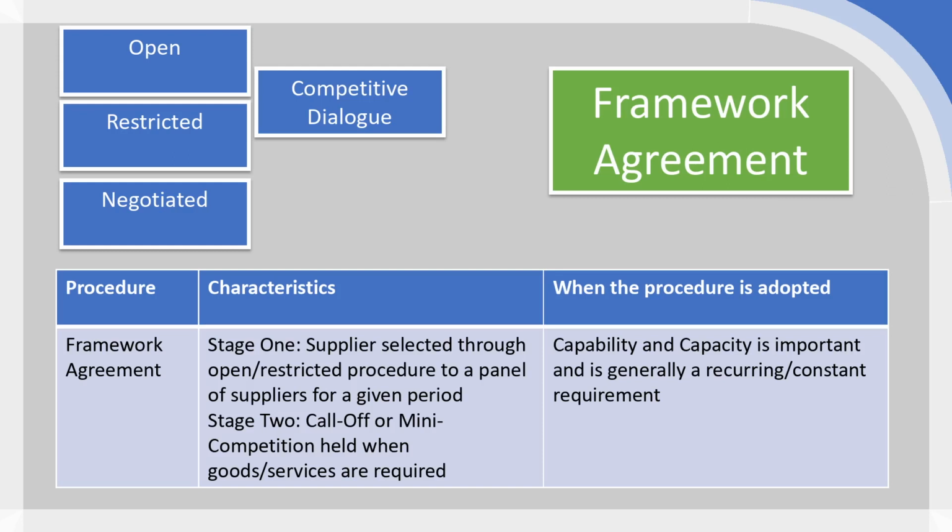Commonly, we'll see stage two occurring when some element within the procurer needs particular goods and services. So it may be an association of local bodies, it may be individual departments, it may be different locations. So stage two will occur maybe multiple times and at different time frames when the actual goods and services are required.